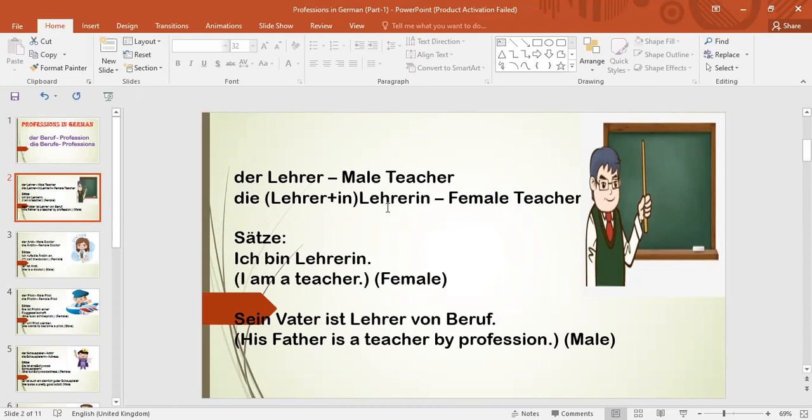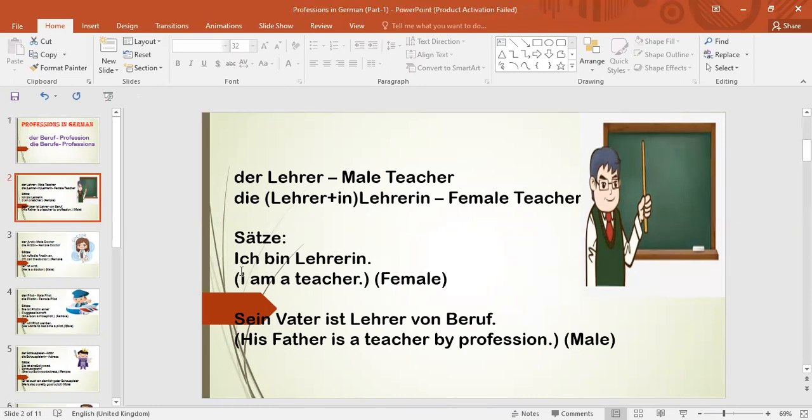And if it's the female one, female professions are made by adding the suffix in to the male profession. As you can see, we have written Lehrer plus in. That means it will become Lehrerin. Lehrerin is for the female one, and the article is die. So die Lehrerin means a female teacher. This rule will be followed in other professions as well, and you can see the same thing in other professions.